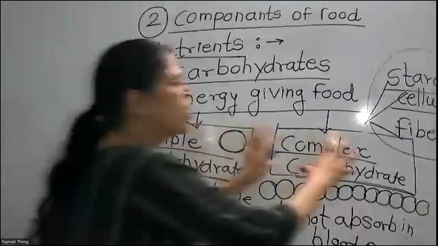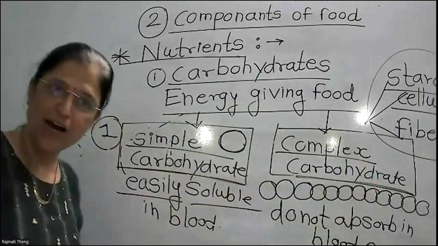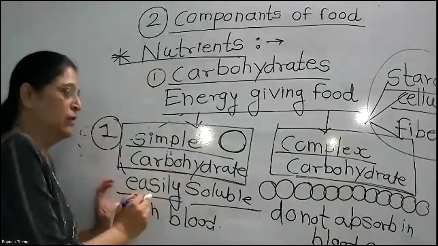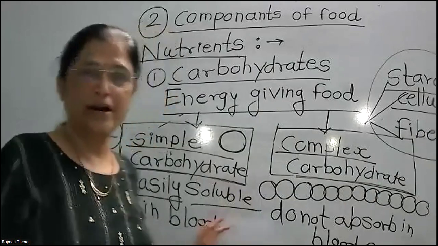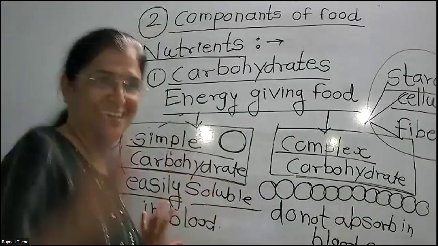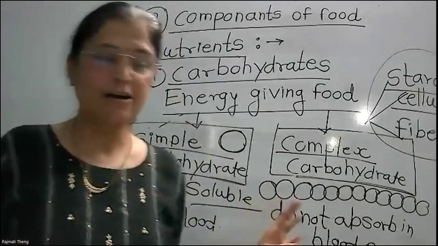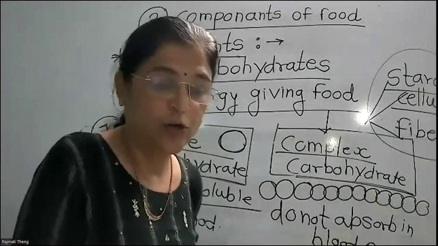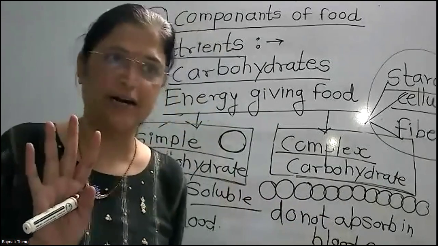Simple carbohydrate and complex carbohydrate. Simple carbohydrate is also called sugar, or sugars. This simple carbohydrate is easily absorbed in the blood, and we obtain the energy immediately, fast, instantly. So they are called simple carbohydrate. For example, glucose, fructose, galactose, lactose, maltose, sucrose. Those are the simple carbohydrates.